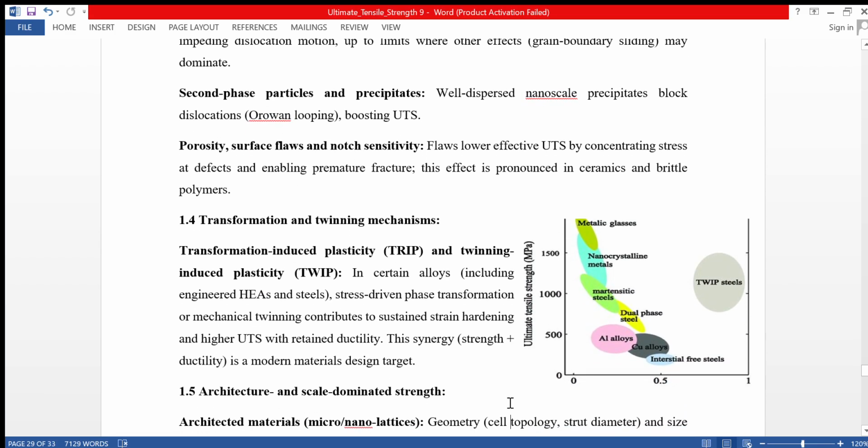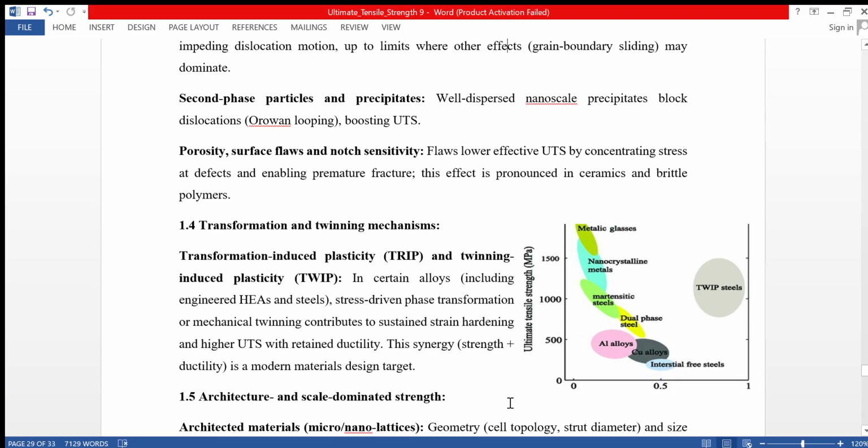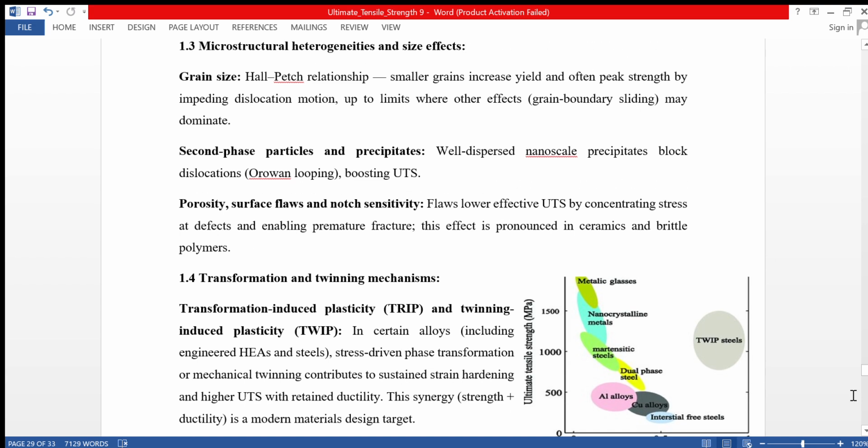This effect is pronounced in ceramics and brittle polymers. Next point is transformation and twinning mechanisms. Transformation-induced plasticity and twinning-induced plasticity: in certain alloys, including HEAs and steels, stress-driven phase transformation or mechanical twinning contribute to sustained strain hardening and higher UTS with retained ductility.